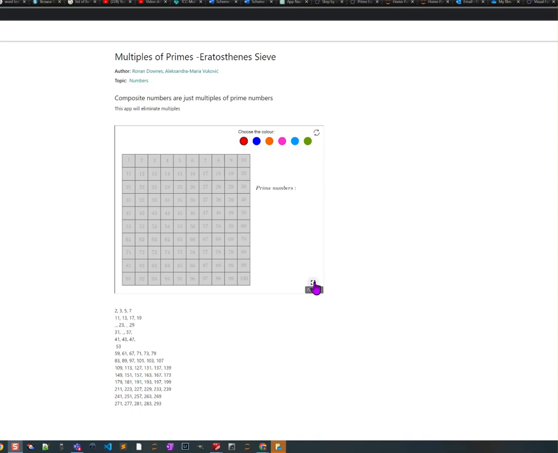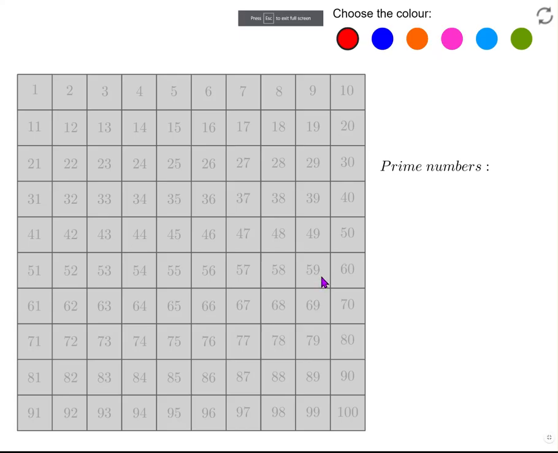Okay, welcome back. In this app, we're going to investigate the distribution of multiples of prime numbers. So the lowest prime number is 2, but let's just make a little mistake and pick 1. And straight away, this app is going to inform us that 1 is neither prime nor composite. It's a special number called our unit of number.